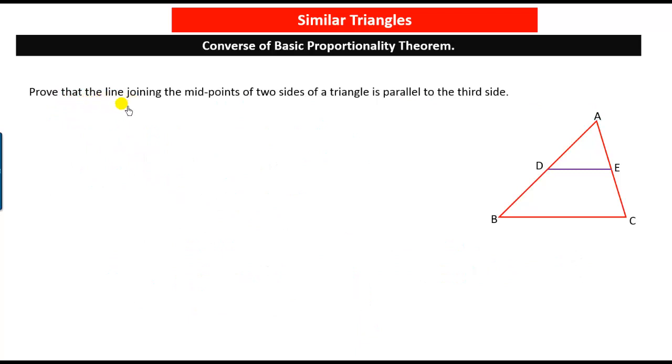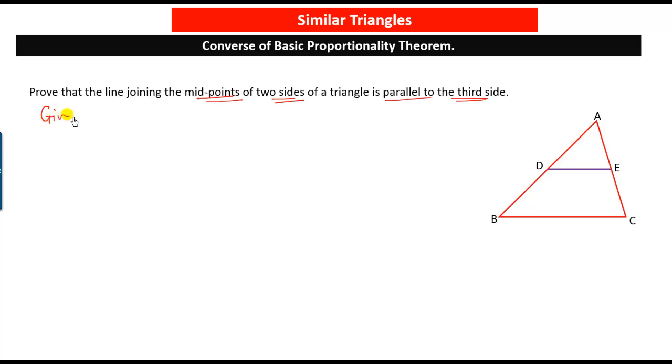Another question is: prove that the line joining the midpoints of two sides of a triangle is parallel to the third side. It is given that ABC is a triangle and D and E are the midpoints of the sides AB and AC, and we have to prove that DE is parallel to BC.